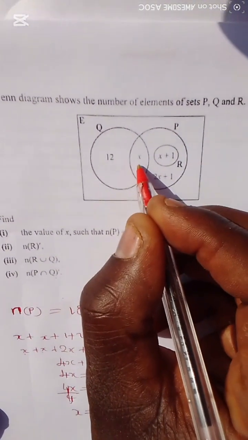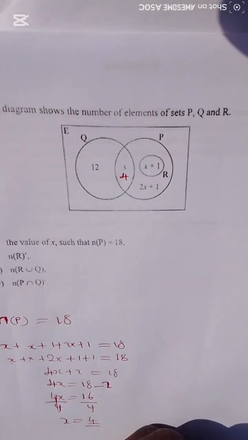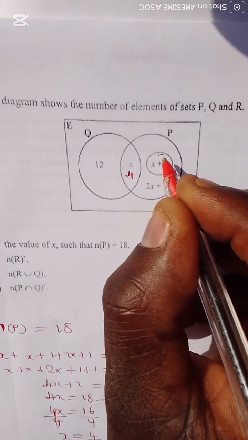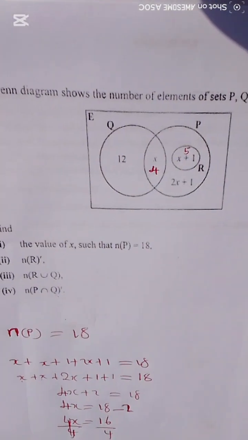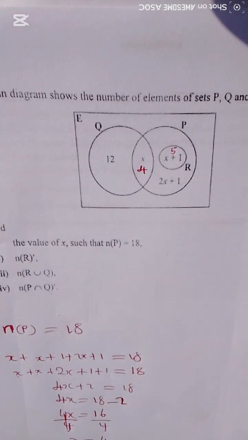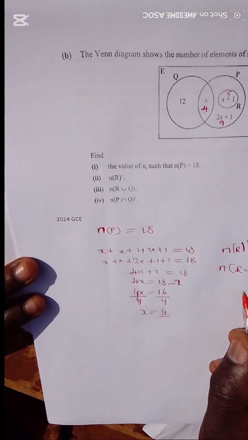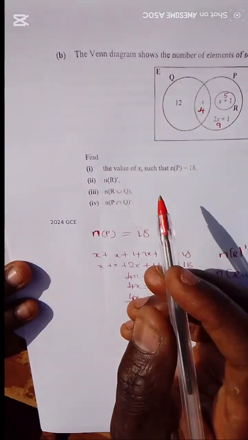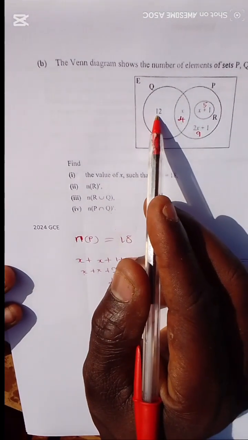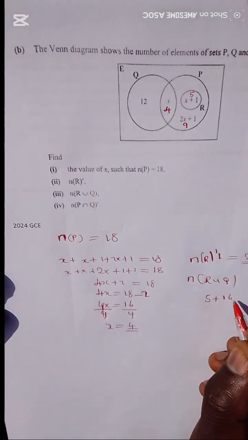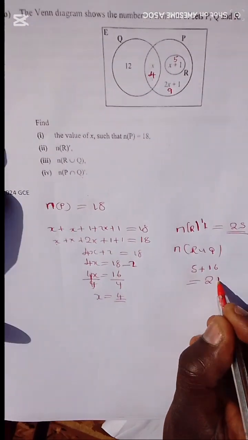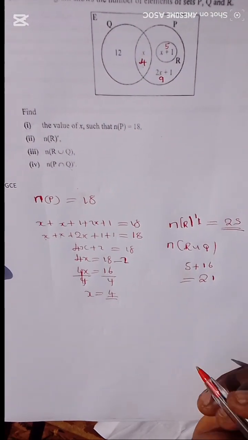So it means on the intersection there I have a 4. You can replace if you want. There I should have a 5. Already, that's 5 plus, what is Q? Q is 16, which is 12 plus 4. This one is a 16. So definitely our answer is going to give us 21.